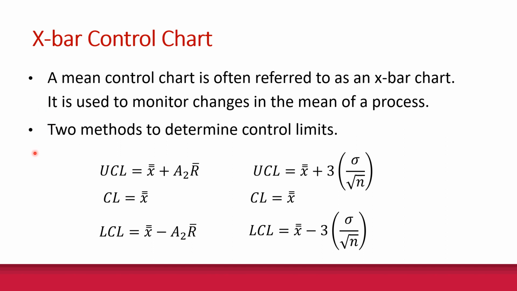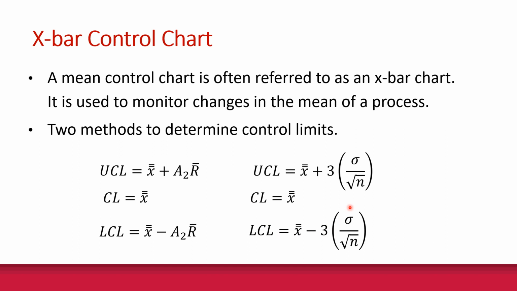There are basically two methods to determine the control limits on the control chart. If we know the population standard deviation, then we can use the following set of three equations to get the upper control limit, the center line, and the lower control limit. X-bar-bar is simply the mean of the means. Sigma here is the standard deviation, and N is the number of samples.